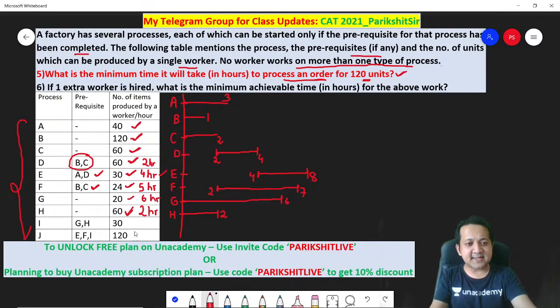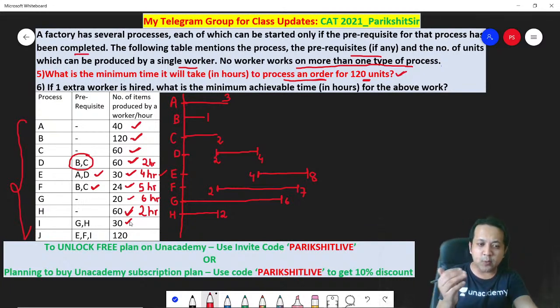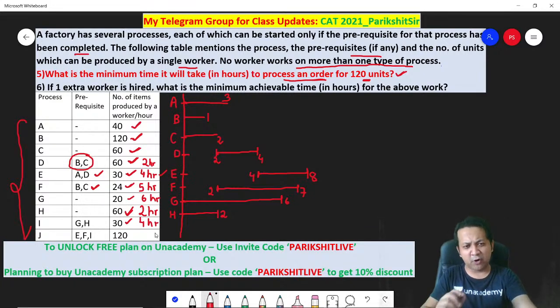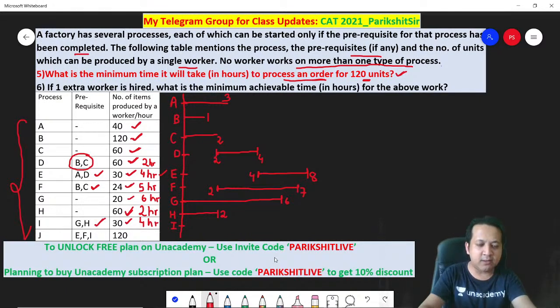Fine. Next, I. How many? 30 units per hour. I need to produce 120 units. So 120 by 30 gets me 4 hours. But you know what? I cannot start from time 0. I can only and only start once G and H are completed.